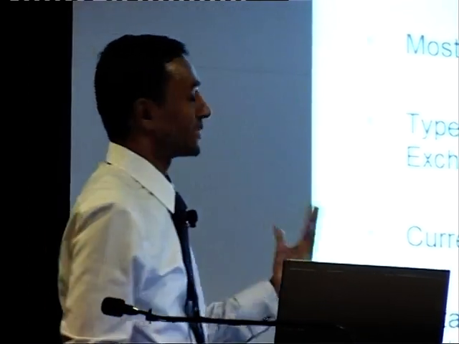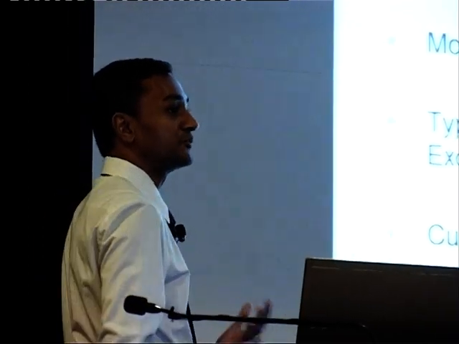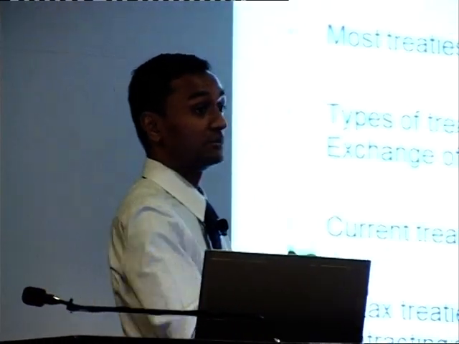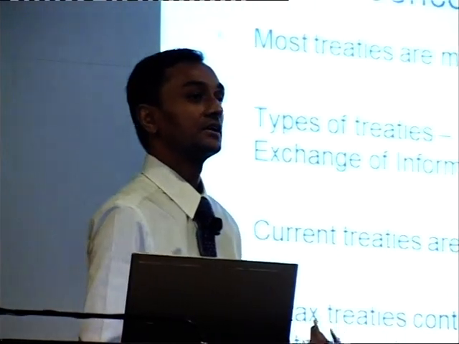So like Singapore, our treaties with a lot of European countries follow the OECD model. A lot of the treaties with Asian countries follow the UN model. The difference is that the OECD model is fashioned to benefit developed countries. The UN model is fashioned to benefit developing countries.